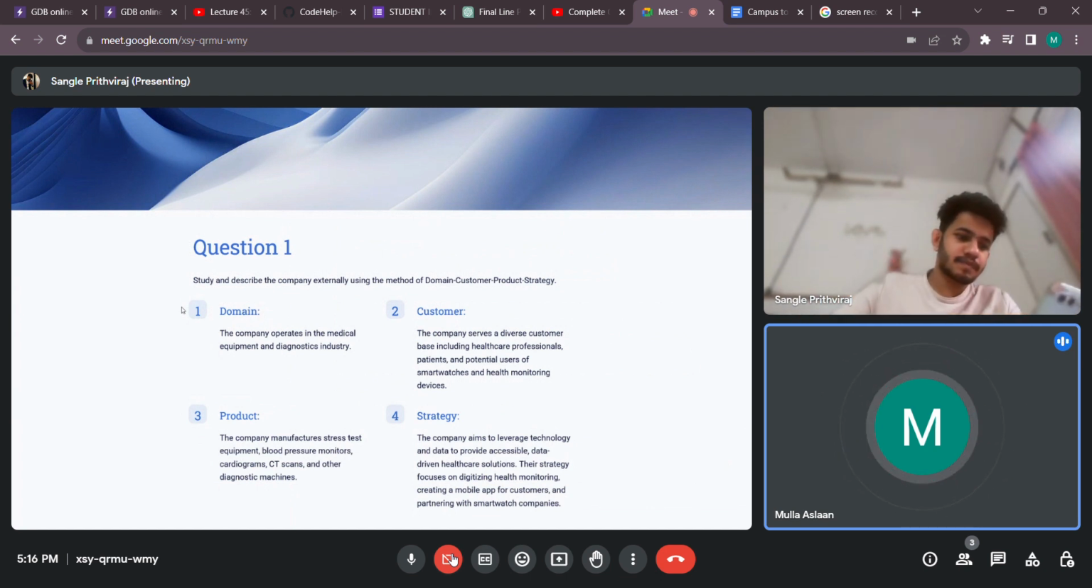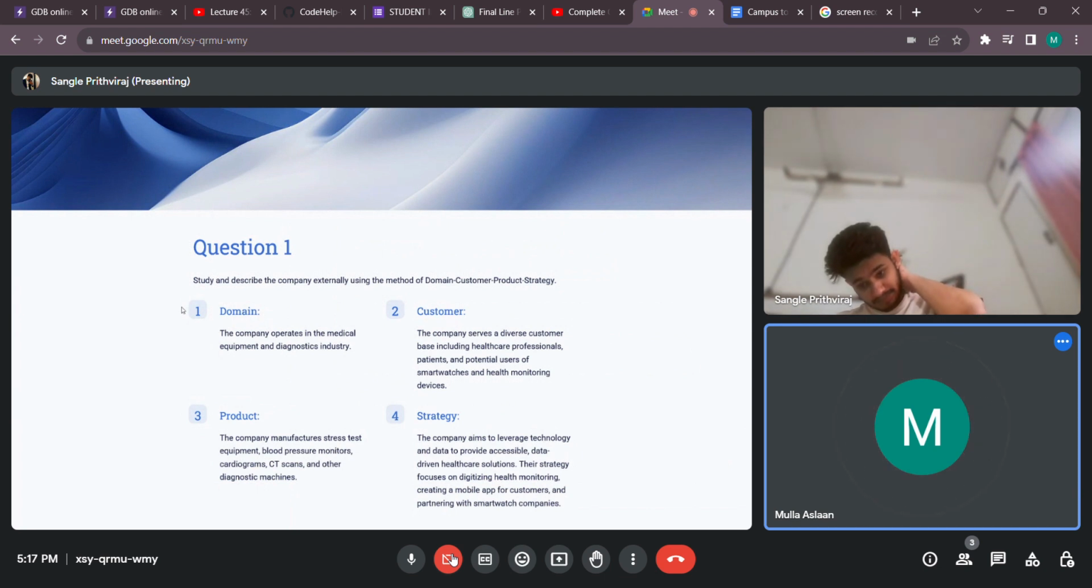In this hypothetical scenario, the company is not just reactive but forward thinking. The strategic plan revolves around harnessing the power of technology and data. The goal is to provide accessible data-driven healthcare solutions. This includes initiatives like digitalizing health monitoring, enabling patients to monitor their health with the help of a mobile app, and exploring partnerships with smartwatch companies to integrate health stats into the analysis.